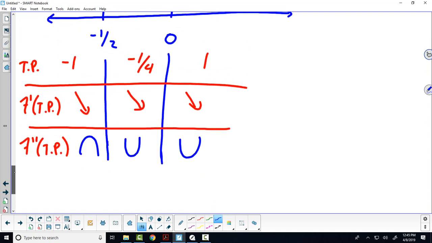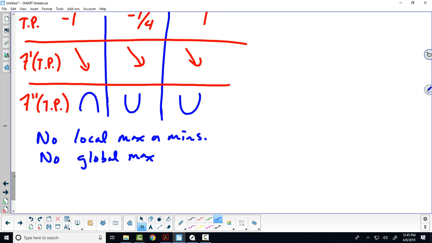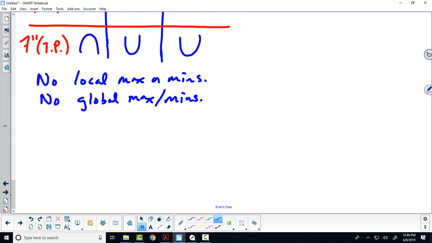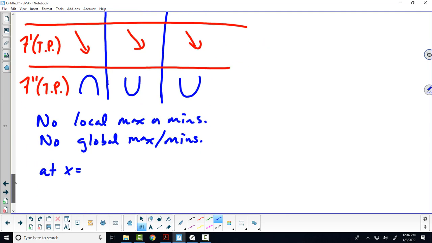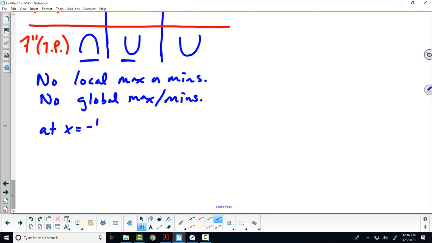So if we look at this chart, what do we conclude? Well, we can see that there are no local maxes or mins. In fact, there would then be no global maxes or mins, because we have no endpoints to check. And finally, we see that at x equals -1/2, the graph changed from concave down to concave up. Since -1/2 was in the domain, that means we've got an inflection point there.